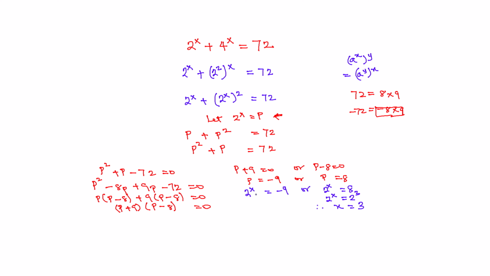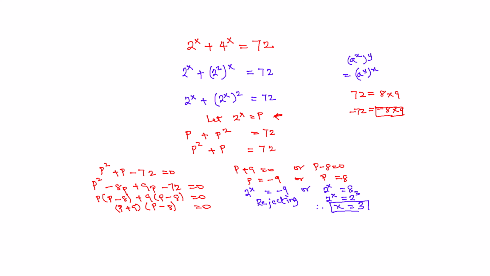But on the left hand side, 2 raised to power x is -9. It is impossible practically to express -9 as 2 raised to power anything. So we can say that for this solution, we are rejecting it. We are rejecting it because it is impossible to express -9 as 2 raised to power anything. But x is equal to 3 here is our final answer.